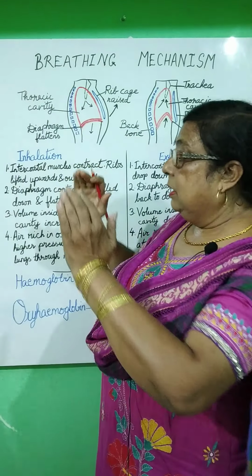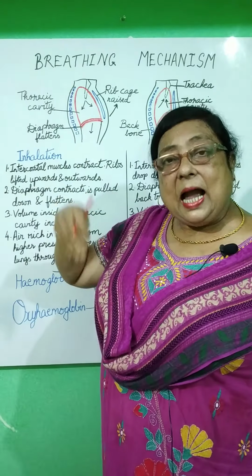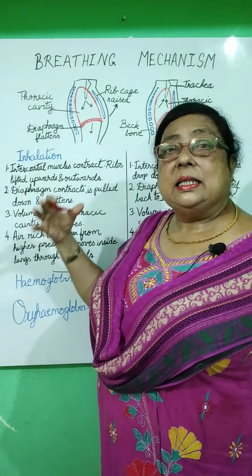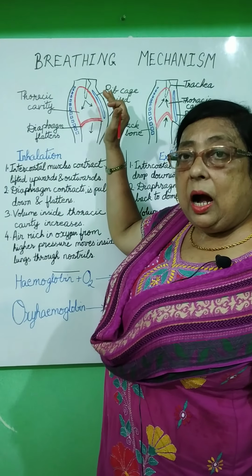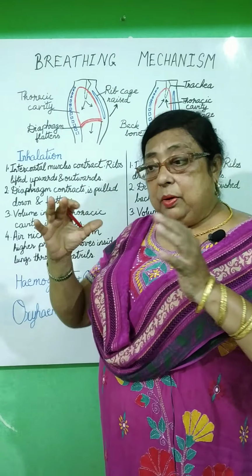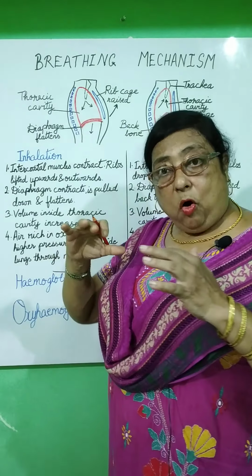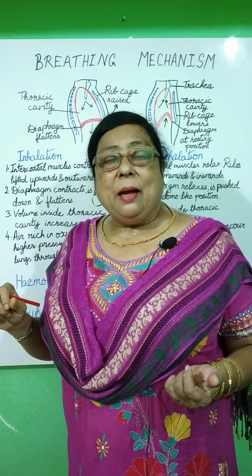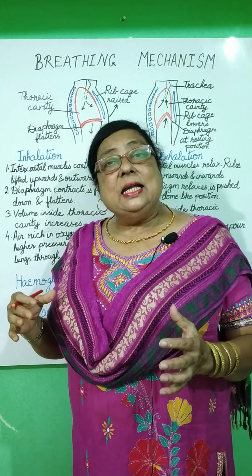This is the thoracic cavity. Inside it are the lungs and the heart. When the ribs are pushed out and up, a large space is created. And when the volume inside the thoracic cavity is increased, what will happen? The air pressure inside the thoracic cavity decreases.